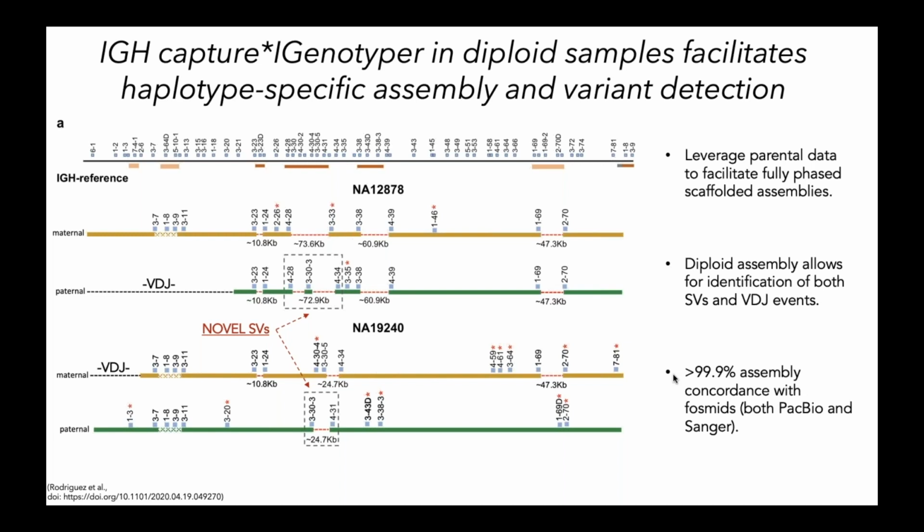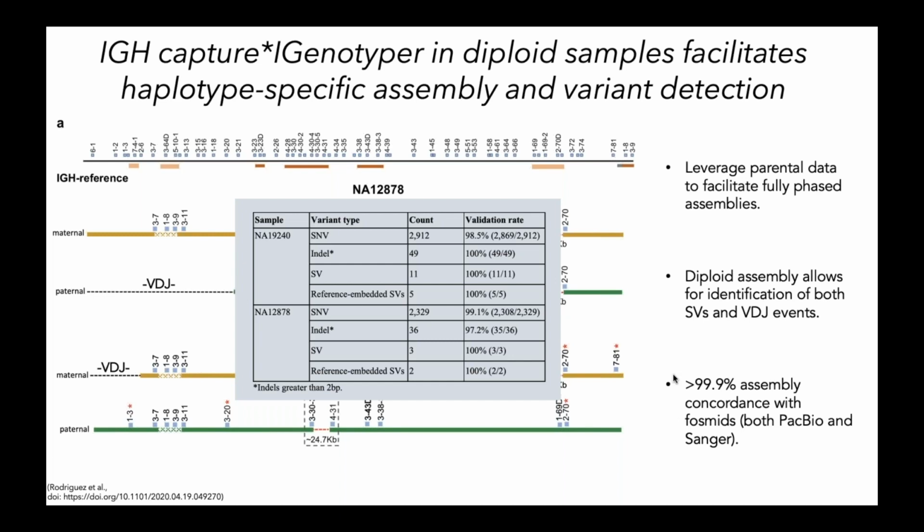And this allows us to, obviously, identify novel structural variants, as well as identify VDJ events, which have been suspected to occur in 1,000 Genomes samples for a while now. And we show that because of haplotype assembly, we can identify these and remove them from causing problems in the analysis. And again, when we compare this data to orthogonal data, in particular, large insert fosmid clone assemblies, we see high base pair concordance between the 2 assembly approaches, greater than 99% again.